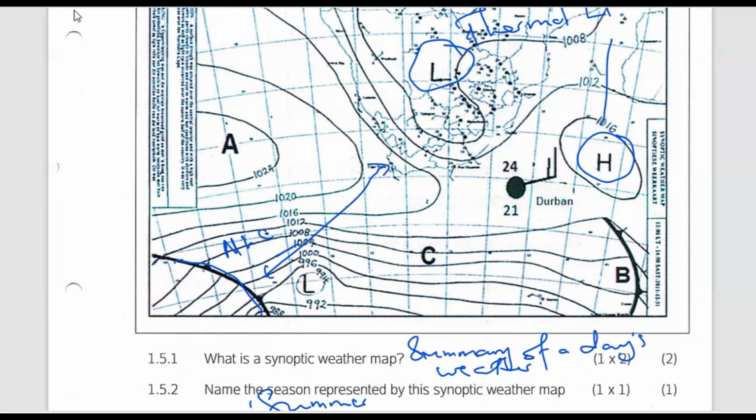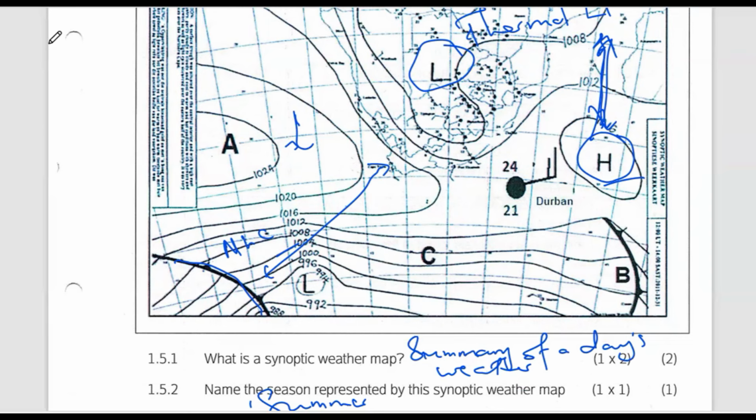These ones, we say they move latitudinally with changes in seasons. In winter, they will move further to the north, and in summer, they will be further to the south. So if you check, this South Indian high pressure cell is further to the south, it also suggests that it's a map from the summer season. Right, we move on to the next question.